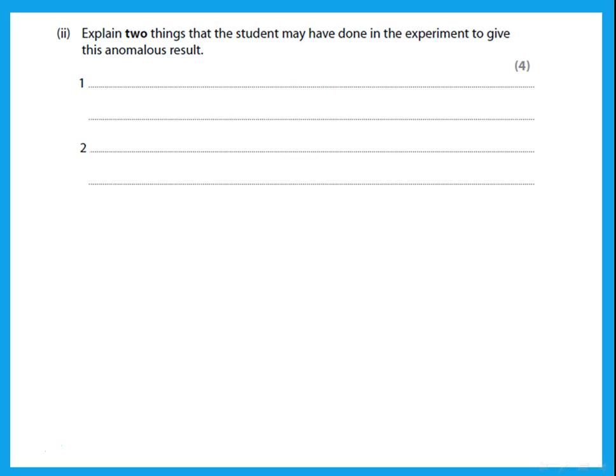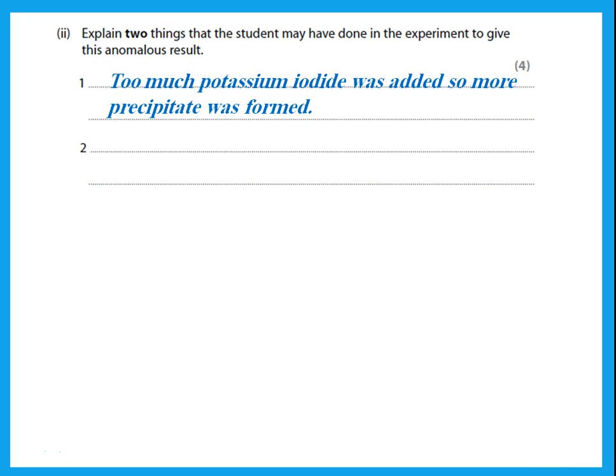Okay. Explain 2 things that the student may have done in the experiment to give this anomalous result. So I look at the anomalous result and I find that it is way above what the line should be, what the curve should be. So what does that mean? That means either I added too much potassium iodide in the beginning. I was supposed to add 15 centimeter cubed of potassium iodide in each experiment.